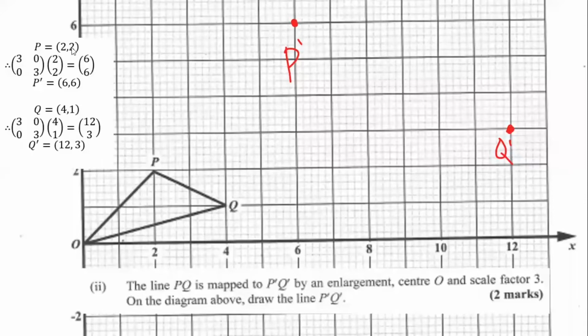So if you're wondering how we got the 2, 2 at the point P here, reading from the x-axis it was 2, then the y-axis, it was 2. For the point Q, we got it in part 1, it was 4 and 1, and it undergoes an enlargement through the center O using the scale factor 3, because the scale factor 3 written as a matrix is 3, 0, 0, 3.